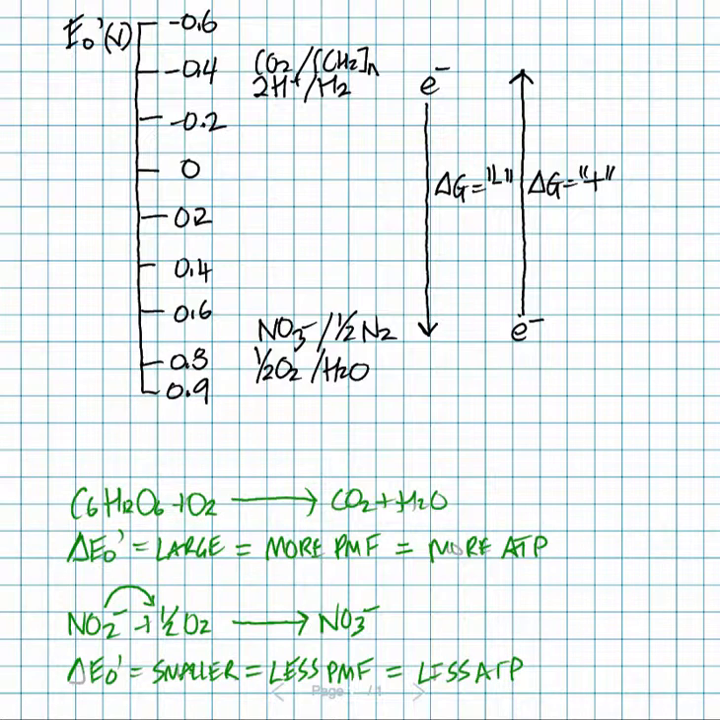So there is a clear relationship, and I'm not saying it's a directly proportional relationship, but there's a clear relationship between the differences in the standard reduction potentials of the electron donors and acceptors in different respirations, the magnitude of the proton motive force that can be generated across a membrane, and the amount of ATP that can be produced by that respiration.